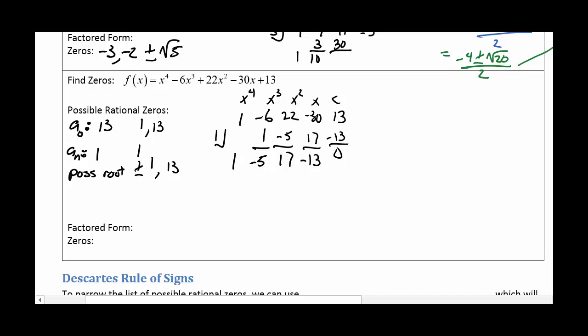Okay. So I knew, because of that 0, that 1 is an actual root. Okay, so what does my factored form look like so far? So far it looks like x minus 1 as a factor. Okay.